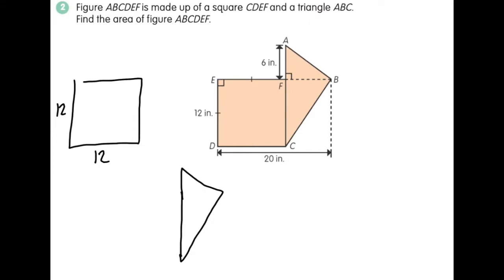First, we want to look at our base of the triangle. We have our height with that dotted line going across there. And our base would be this 6 plus that 12. So our base is going to be 18 inches. And then the height, because this part right here is 12, the remaining piece of 20 would make that height 8. So that is a height of 8.